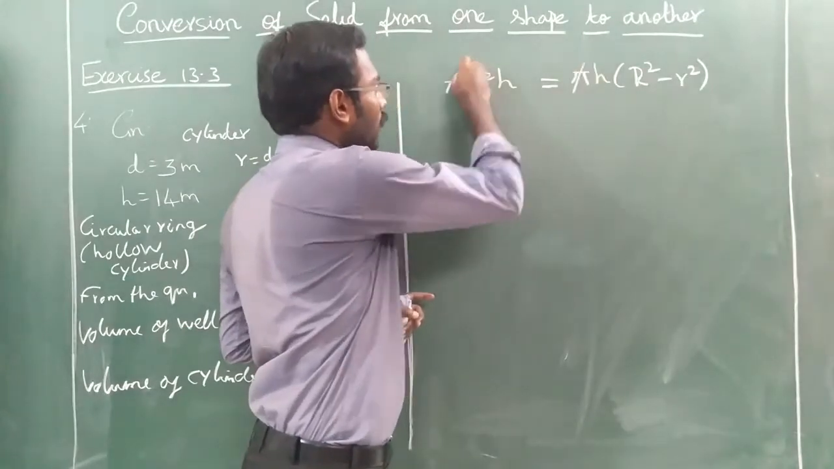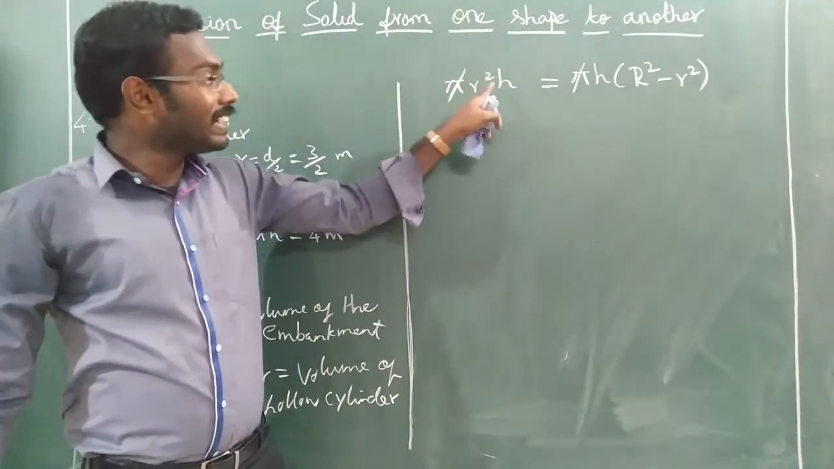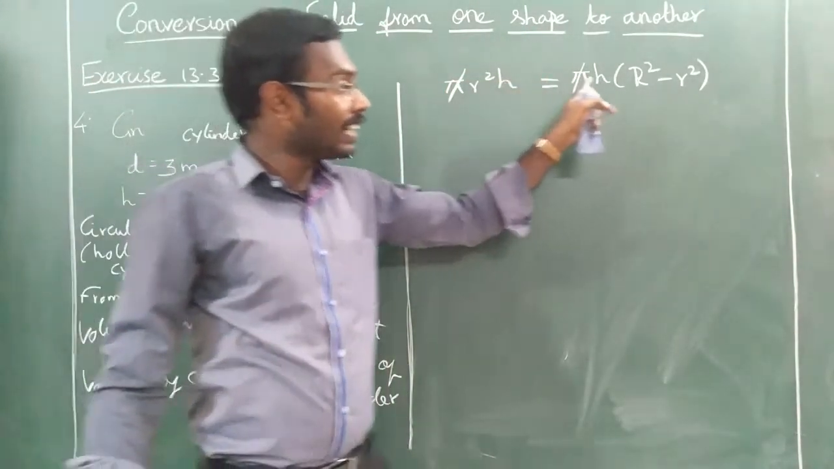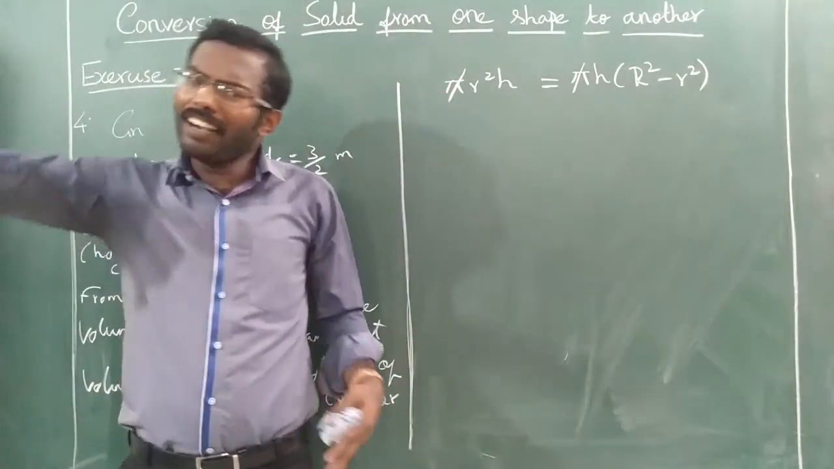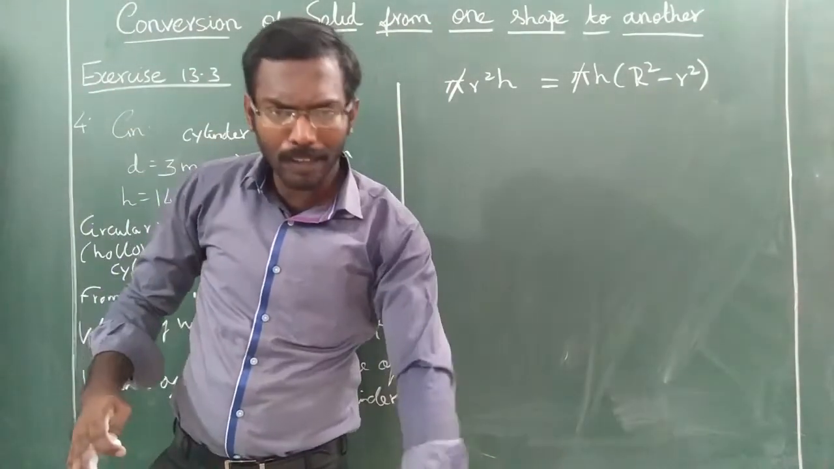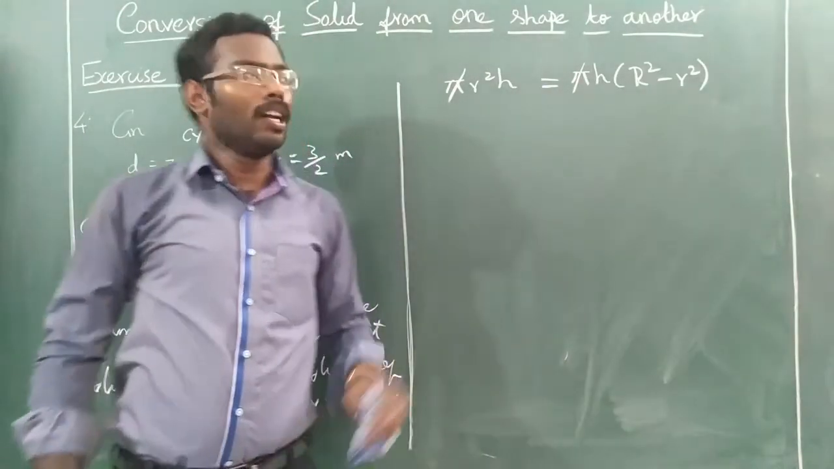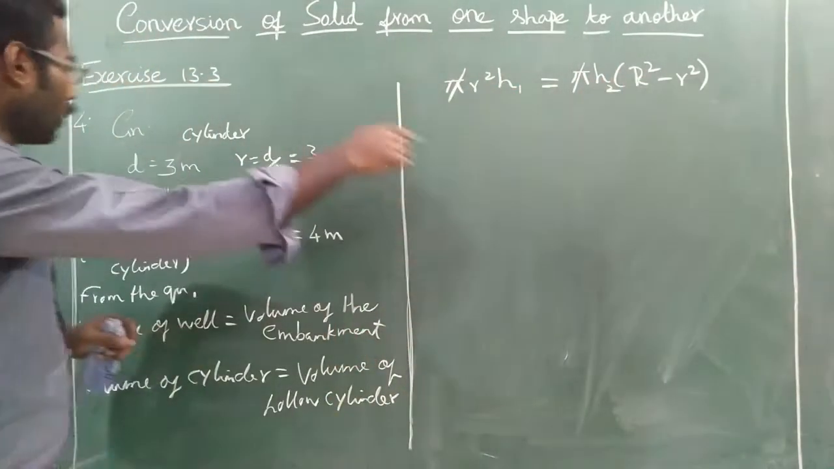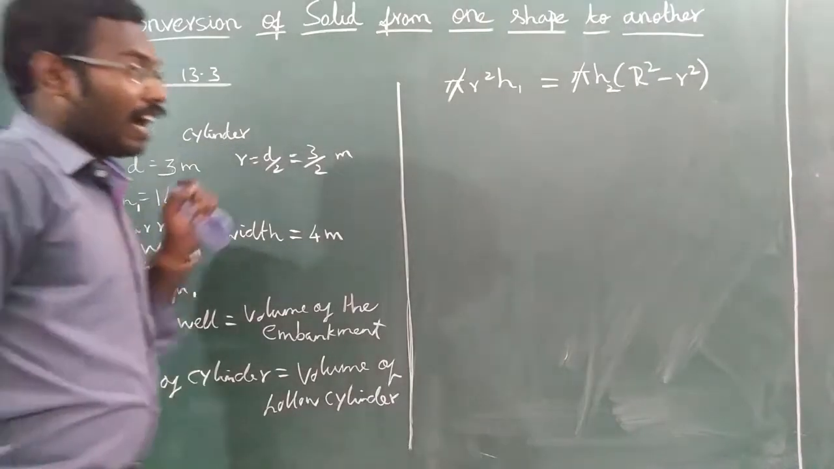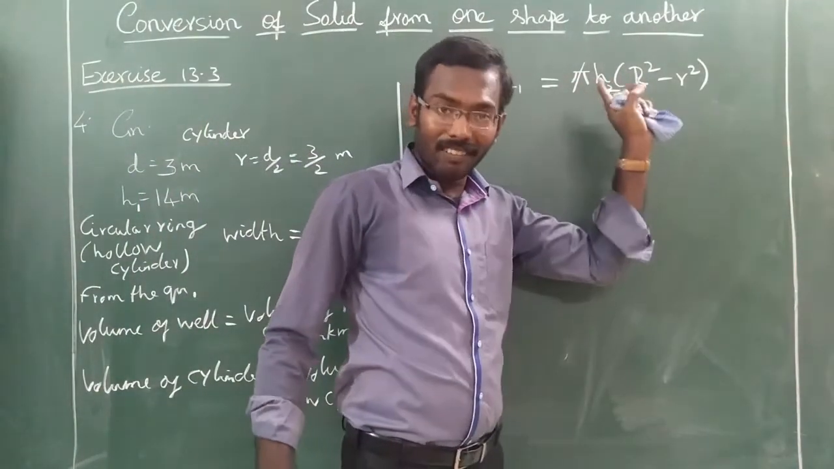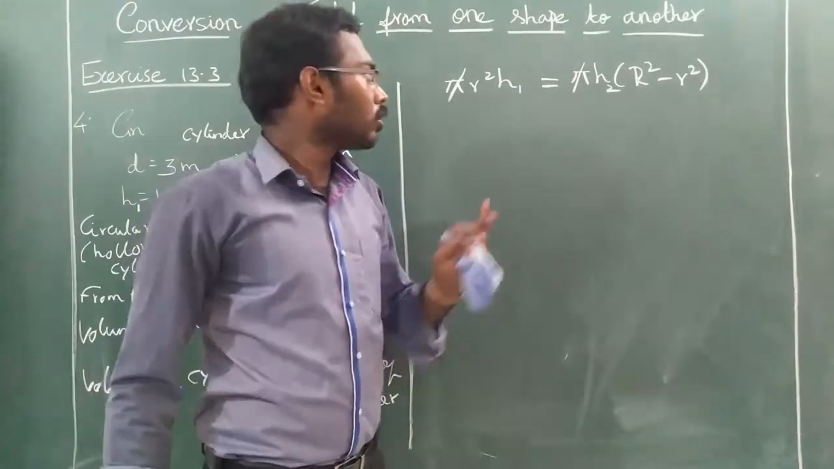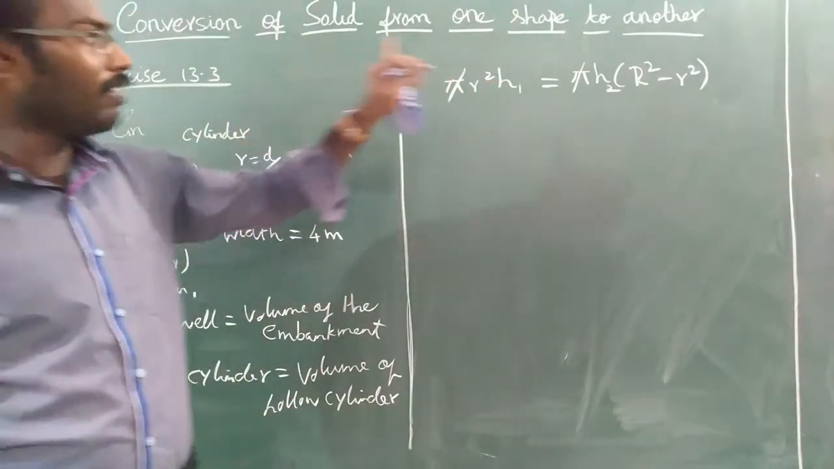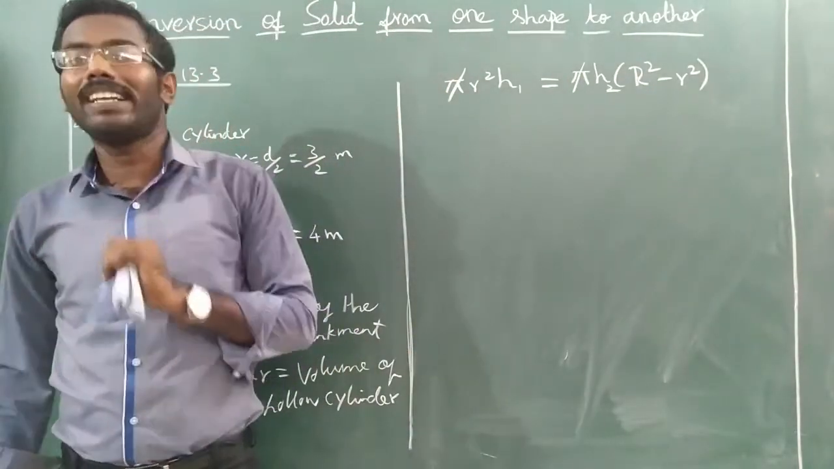Pi is common, so we can cancel. Pi value is always constant. But this is the height of the cylinder, this is the height of the hollow cylinder, which means this is the height of the well, this is the height of the embankment. Now, usually the height of the well will be more, but the embankment will be maybe 1 meter, 2 feet, 3 feet, 4 feet. So both heights are different. So you can give this as h1, this as h2. So h1 is the height of the cylinder. As per the question, you want to find the height of the embankment, h2 only we need. Okay, so now we know this h1 and we know this small r, but we don't know the capital R. How to find the capital R?